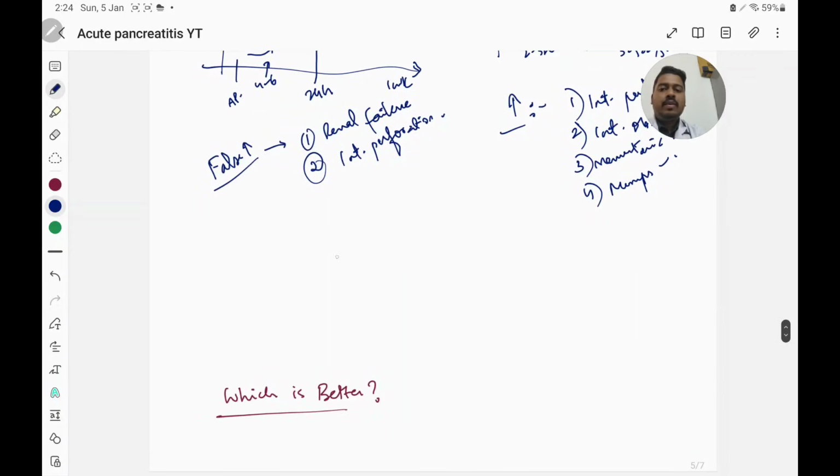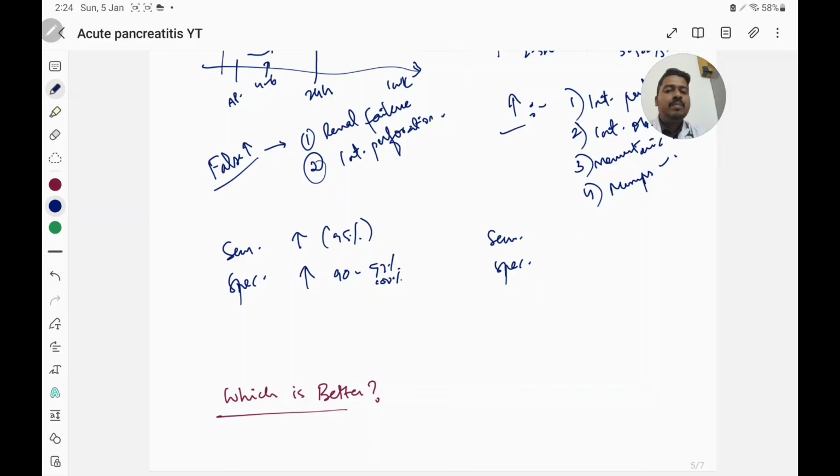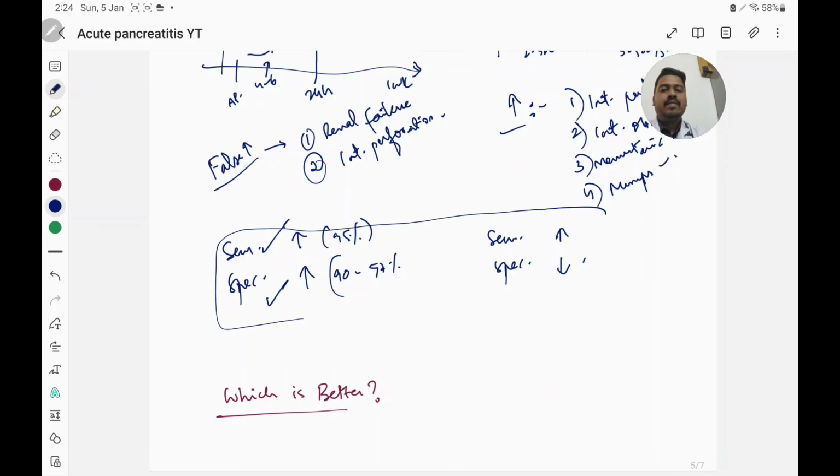So when you see for sensitivity and specificity, okay, here also sensitivity and specificity. Sensitivity of lipase is very high. It is almost equal to 95%. Okay, specificity is also very high. It is almost 90 to 92%. Okay, sometimes even 100. Some books also mention it as 100%, but it can come close to 90 to 97%. Okay, so both sensitivity and specificity are high. But for amylase, sensitivity is high, specificity is low. Okay, this is one major difference.